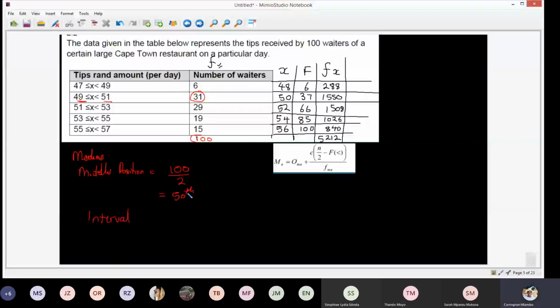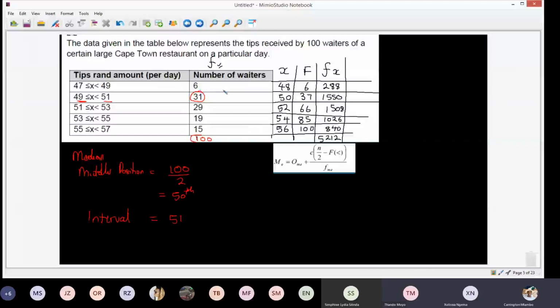Do you get it on how to count to get a position? Or should I go back to layman terms? It lies on 51 to 53. That's correct. How did you get that? The frequency. That's correct.